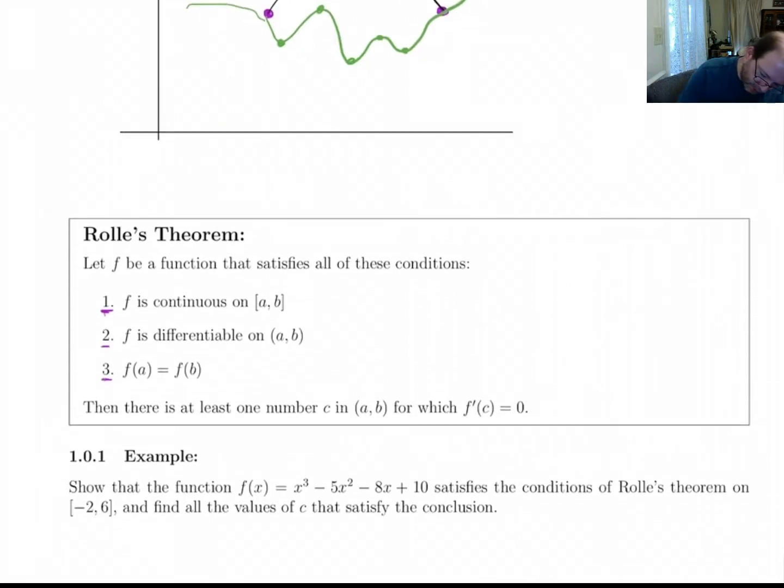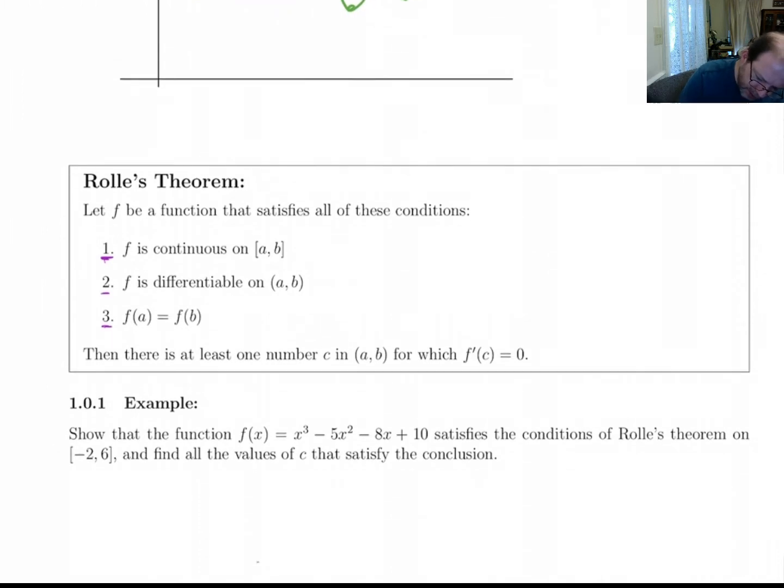So let's look at the statement of this a little more formally. It says, if f is a function that satisfies these 3 conditions, continuous on [a, b], differentiable on (a, b), and f of a equals f of b. That's the part that says the y coordinates are the same for those 2 points. Then there's at least one number c in between a and b for which f prime of c equals 0.